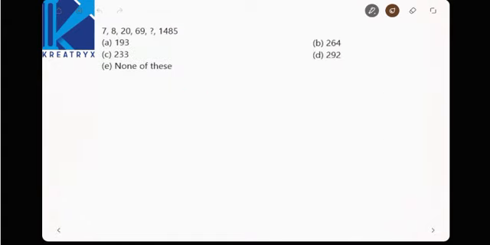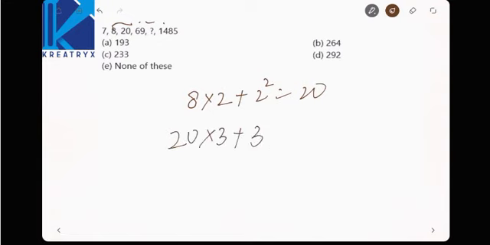Next, 7, 8, 20, 69, question mark, 1485 it seems. Now, how will you frame this? See here. Observe from here first. 8 into 2 is 16. 16 plus 2 square is 20. 20 into 3 plus 3 square will be 69. The next one must be 69 into 4 plus 4 square. Yes, 69 into 4 is nothing but 276 plus 4 square is nothing but 292.